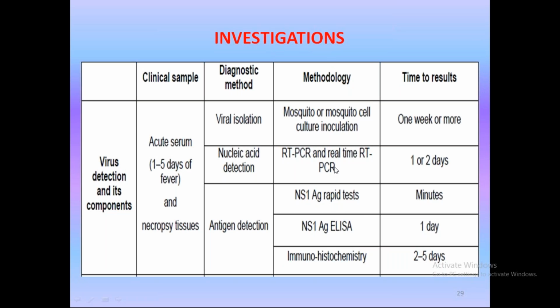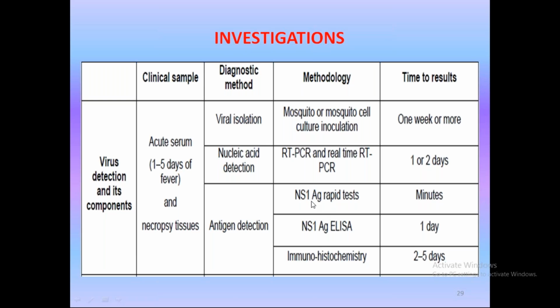So coming to the investigations, what are the investigations available to diagnose dengue fever? We can go for virus detection and its components, like acute serum. Acute serum means a blood sample taken within 1 to 5 days of the fever, or sometimes if death occurs, then necropsy tissues can also be taken for virological detection. Viral isolation with mosquito cell culture inoculation usually takes more time, 1 week or more. But virus nucleic acid detection can be done by RT-PCR and real-time RT-PCR, and results will come in 1 or 2 days.